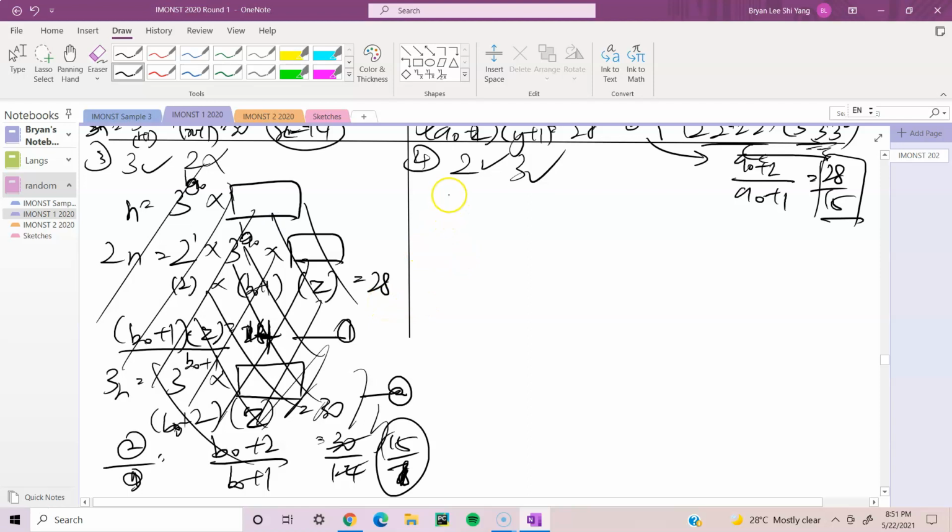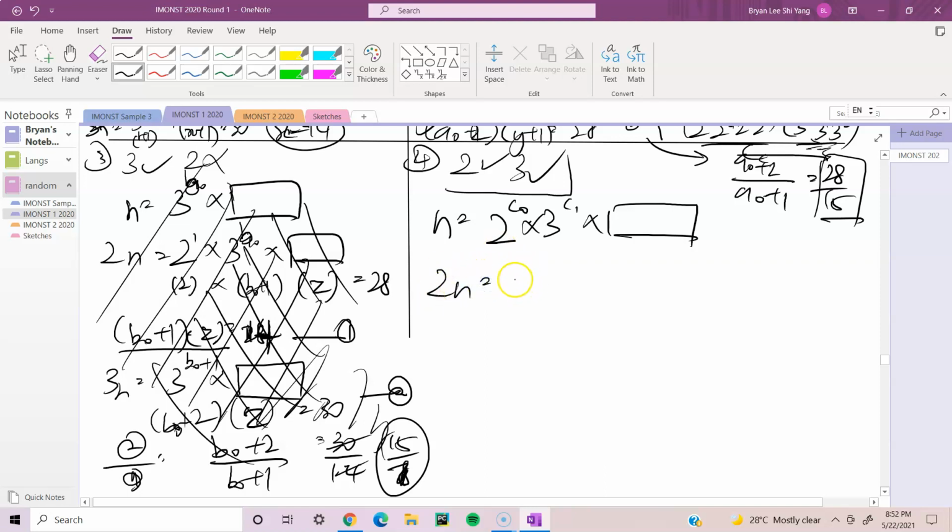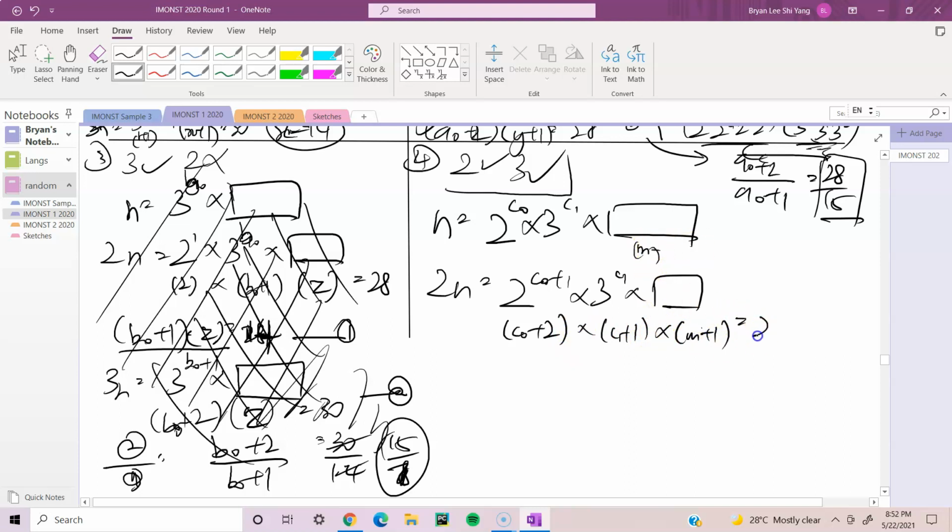Now, for the fourth case, this one is a very long one, so we have to consider that this n equals 2 to the power of c0 times 3 to the power of c1 times a bunch of other things. Now, as we can see here, I think I'll just stop at this question. Question 17 is a mouthful. 2n equals 2 to the power of c0 plus 1 times 3 to the power of c1 times this whole thing, which I will assume to be m. So we will have (c0 plus 2) times (c1 plus 1) times (m plus 1) would be 28.